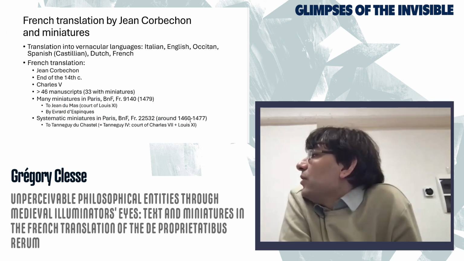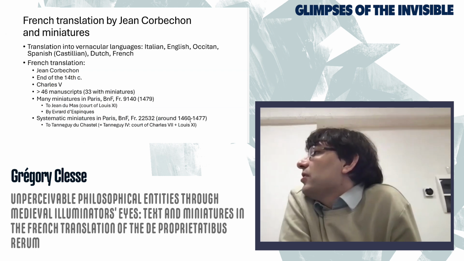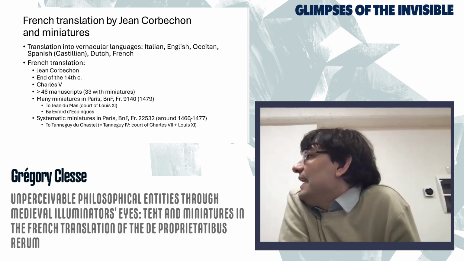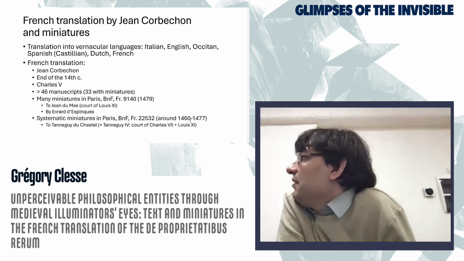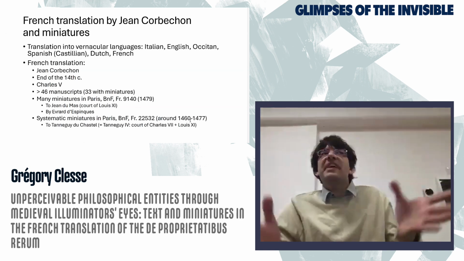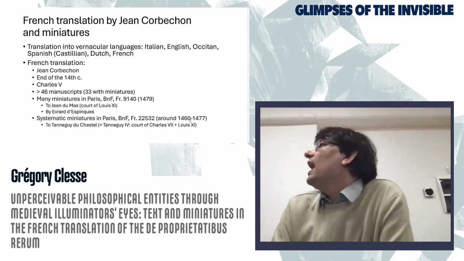22532, written around 1460, because we know the date because of the commissioner, which is Tanguy du Châtel, and we can identify him as Tanguy IV. He was a chamberlain in the court of Charles VII and Louis XI. So we are in the context of the aristocracy.